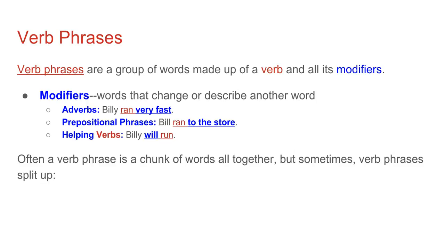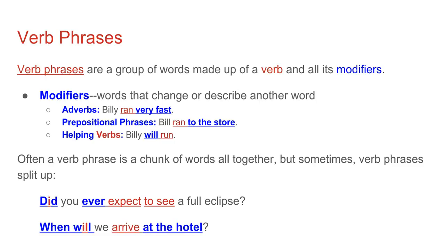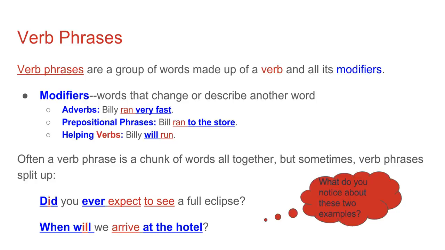Sometimes we don't always get our verb phrases all in a row, even though that's the most common way to see it. Things like, did you ever expect to see a full eclipse? And when will we arrive at the hotel? split up our verb phrases. Take a moment and look at these two examples, and what do you notice about them? What do you think makes us split up a verb phrase? If you guessed question, you might be right.